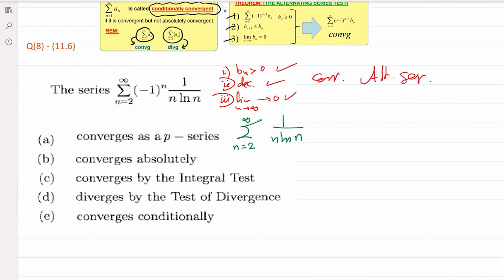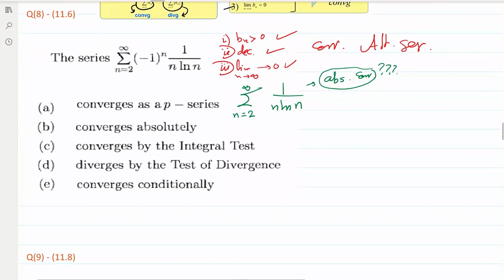Now, this one, how to double check if it's converge or diverge? Now I'm looking for the absolute converge. Okay, did you understand what I'm trying to do? Absolutely converge, and it's converge alternating series. Is it converge absolutely or not? This is my question now. Badr, how to solve this question? I did it by the integral test.